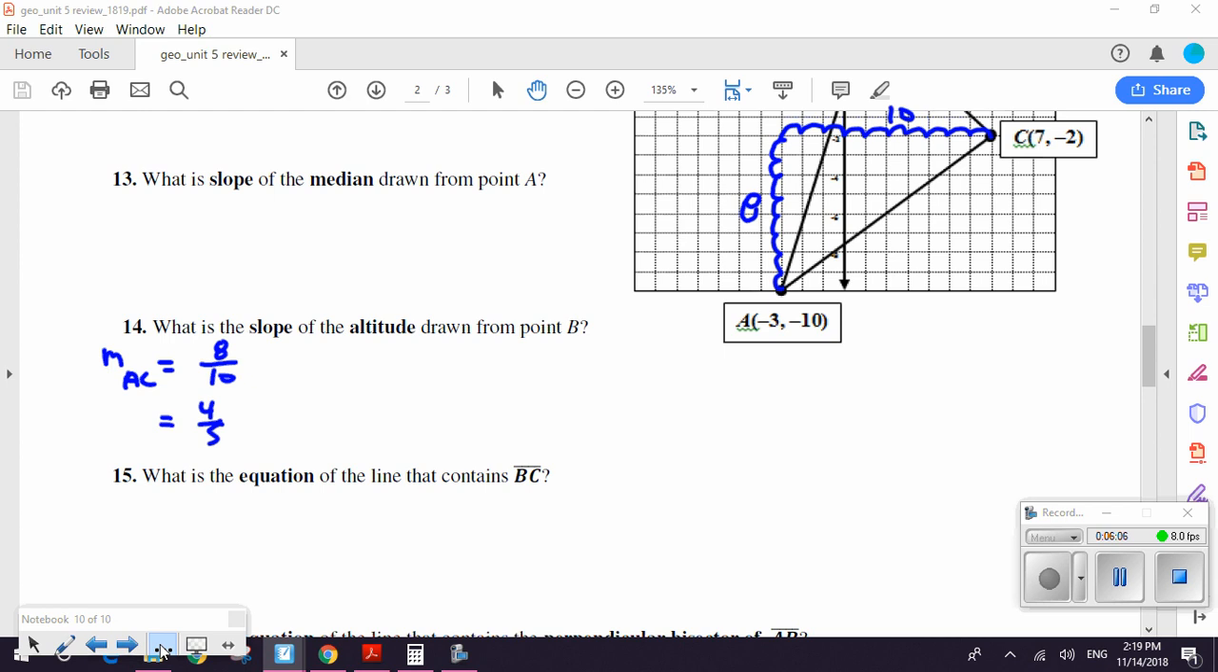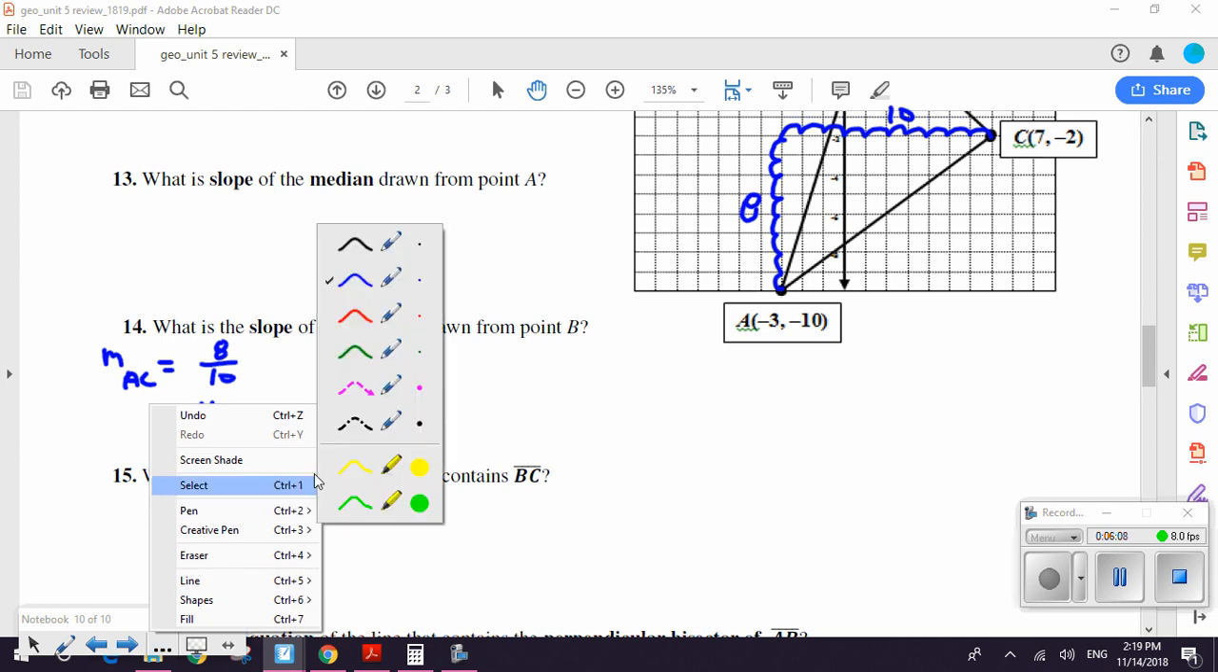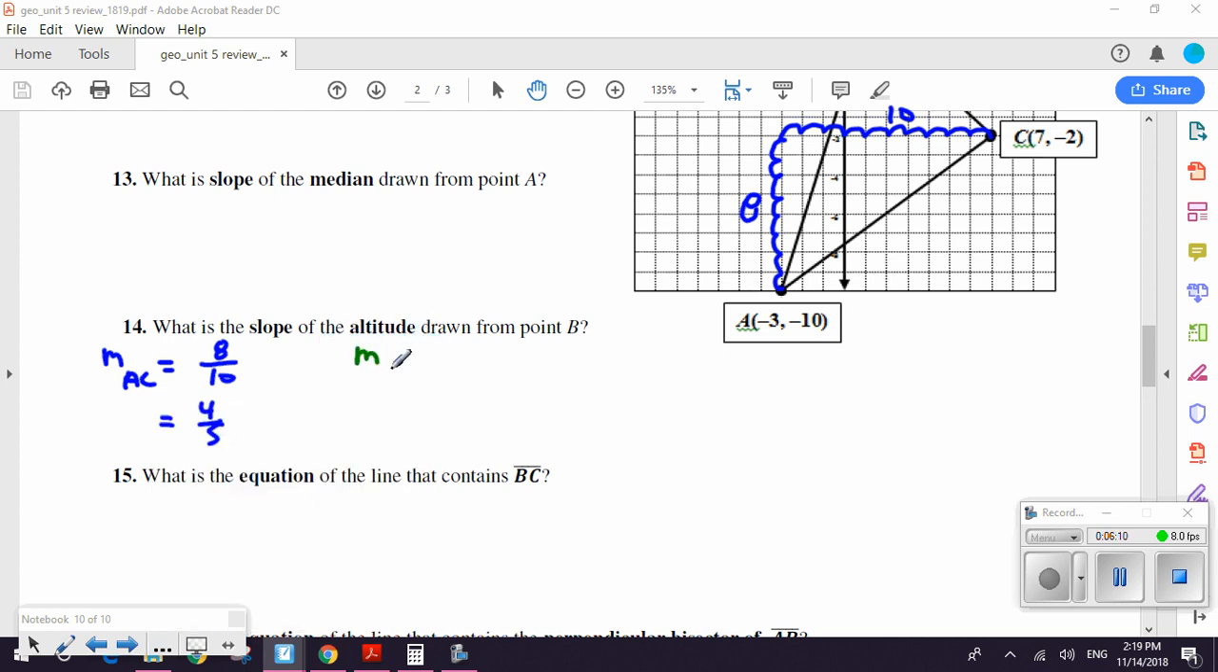Now, the slope of the altitude has to be perpendicular to the slope of AC. So that means I need to change my sign, so negative, and flip. So 5 over 4.